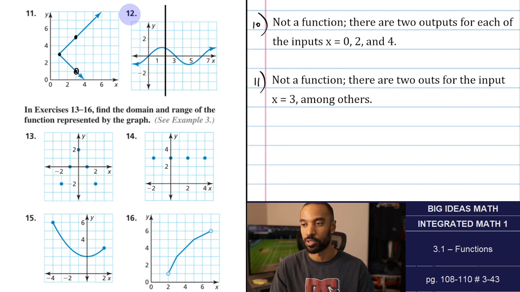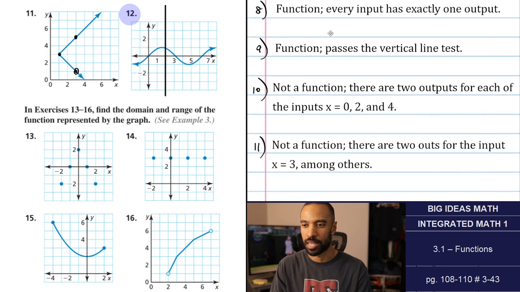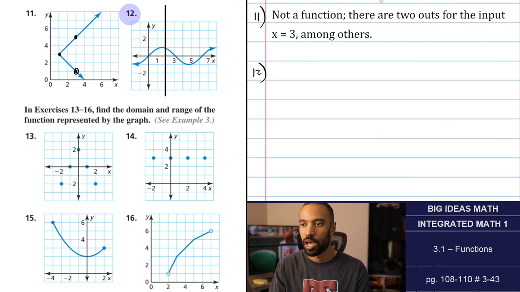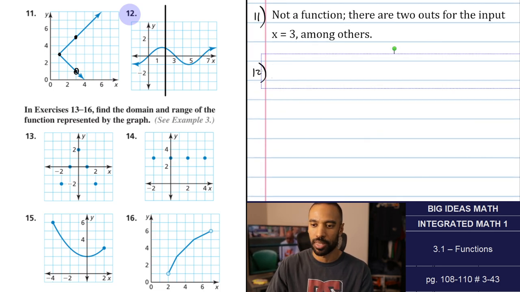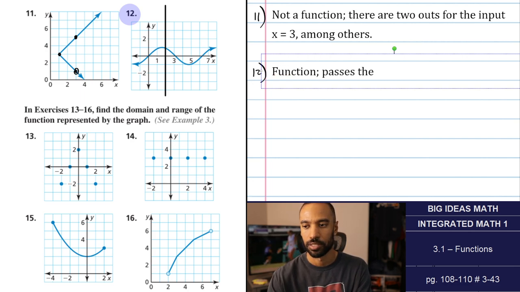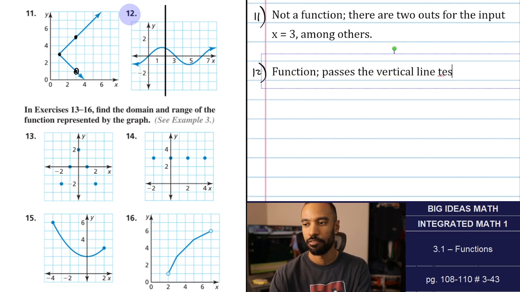Sometimes I confuse myself when I say it. Number 12 is a function. Each input has exactly one output. So I'm going to go back and copy and paste that. I stopped saying the vertical line test thing, which is okay. I described it. According to the vertical line test, what happened there? Here it's a function. It passes the vertical line test. The VLT, if you will.